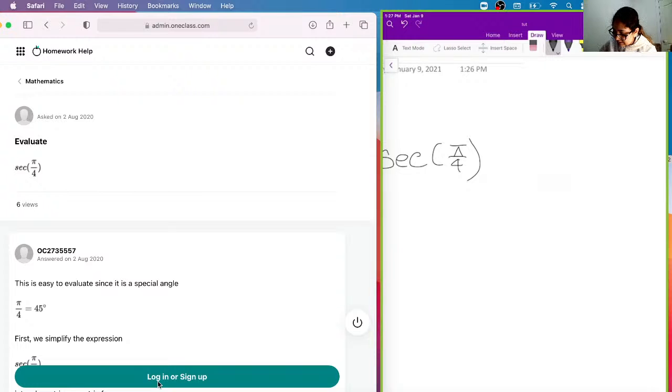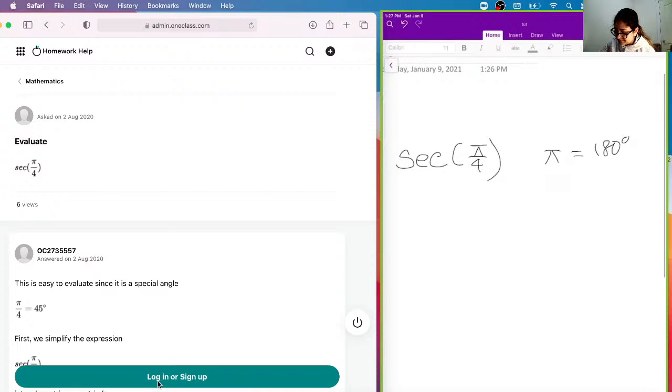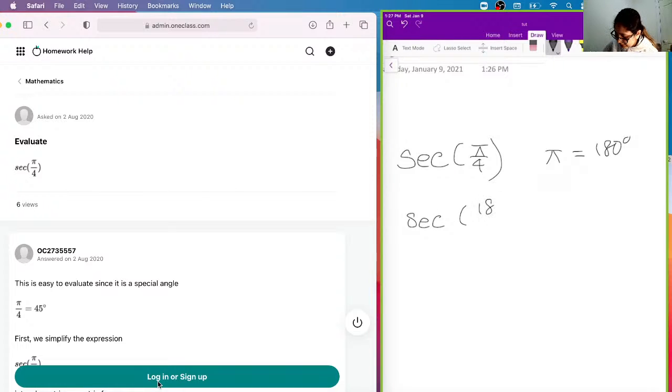we basically say that since pi is equal to 180 degrees, we can now find the angle by substituting pi equal to 180 into this term. And so we can say secant of 180 degrees over 4. If we evaluate this, this will give us 45 degrees. Okay?